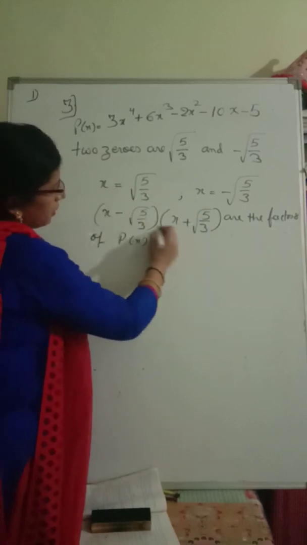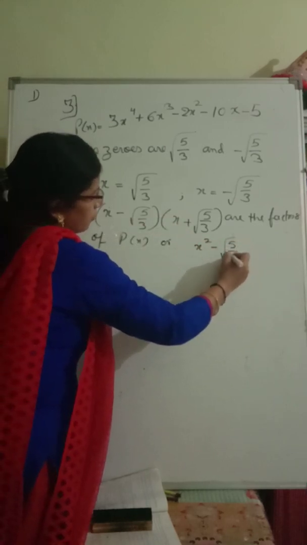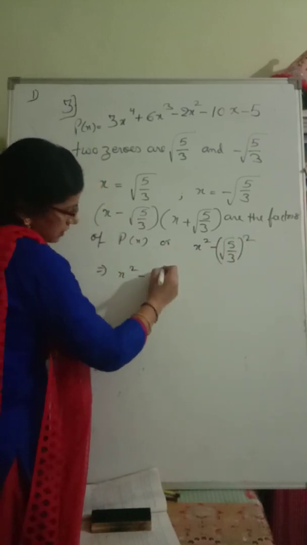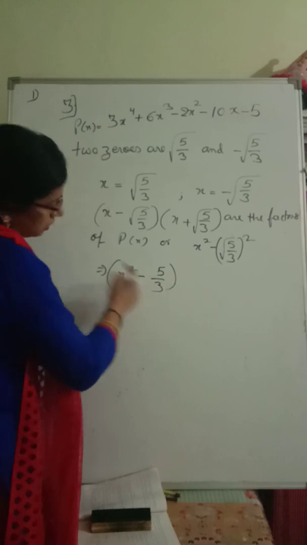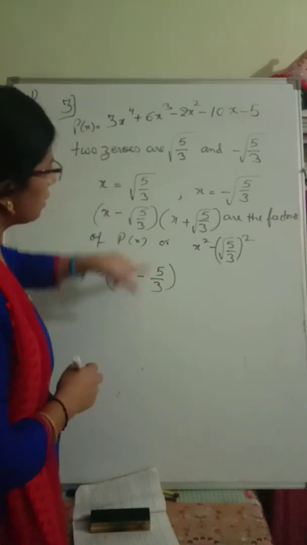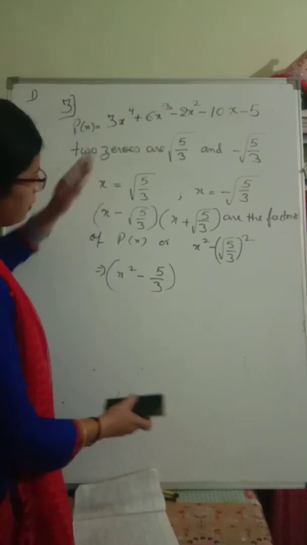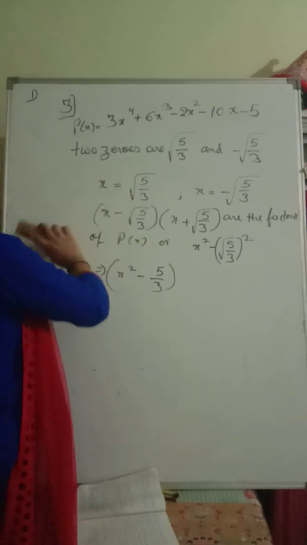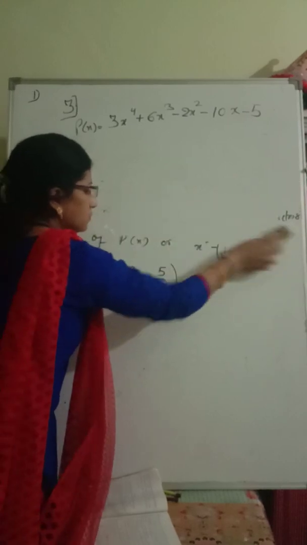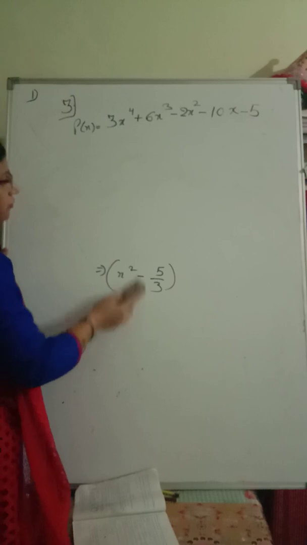Or we can write (a minus b)(a plus b) as a square minus b square: x square minus (root 5 upon 3) whole square, which is x square minus 5 upon 3, since the root will cancel out. So this is a factor of this polynomial. If this is a factor, then if we divide the polynomial by it, the remainder should be 0. Okay, let me divide. I am dividing it, I am erasing it. Okay, see carefully. So that means I got that this is a factor of this.